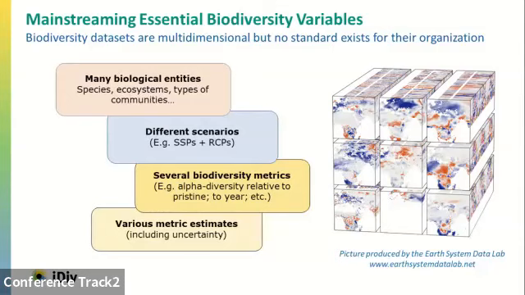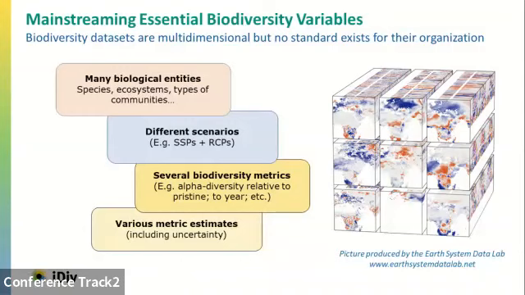Very often, we also have different scenarios that result in metrics for those essential biodiversity variables. For example, one of the scopes of the essential biodiversity variables is projecting to the future what biodiversity change is going to be. But usually you have different kinds of scenarios, like climate scenarios and land use scenarios, and they produce different outputs. So how do we organize that information as well?